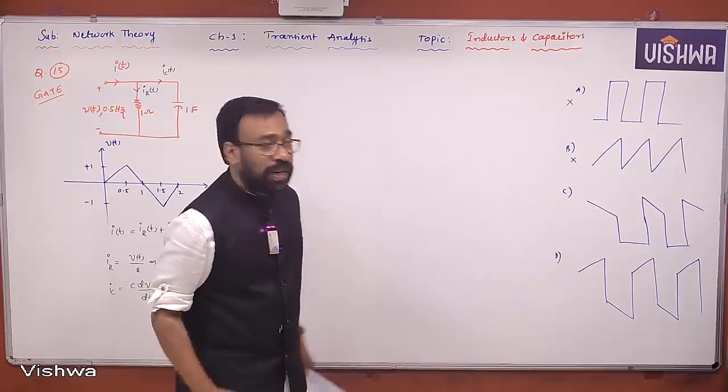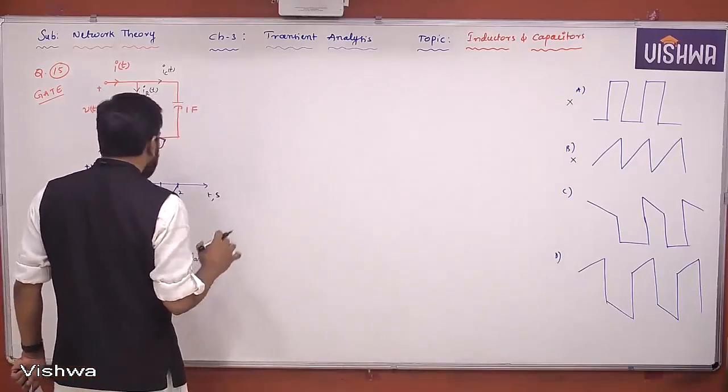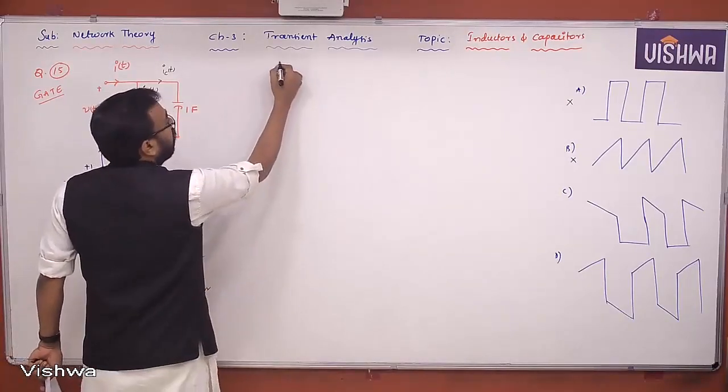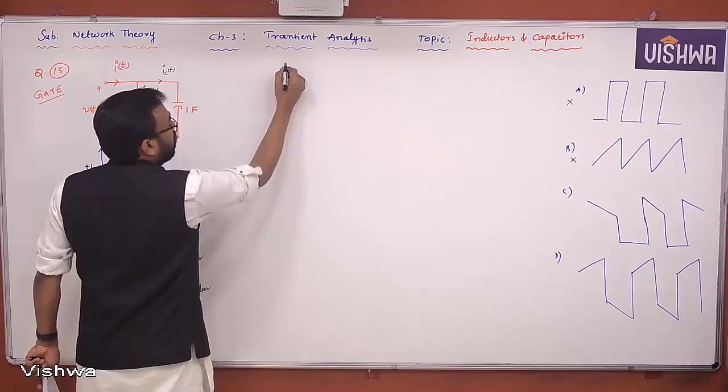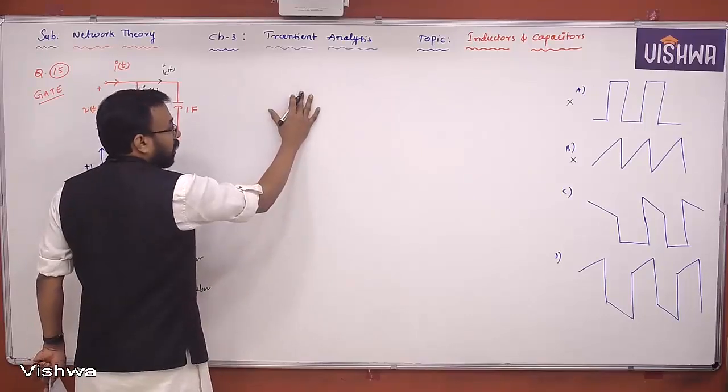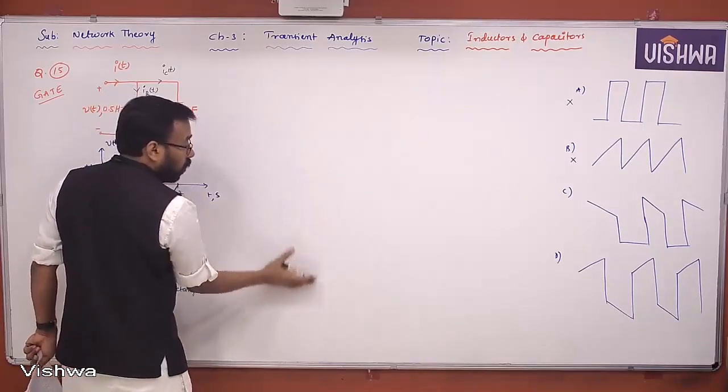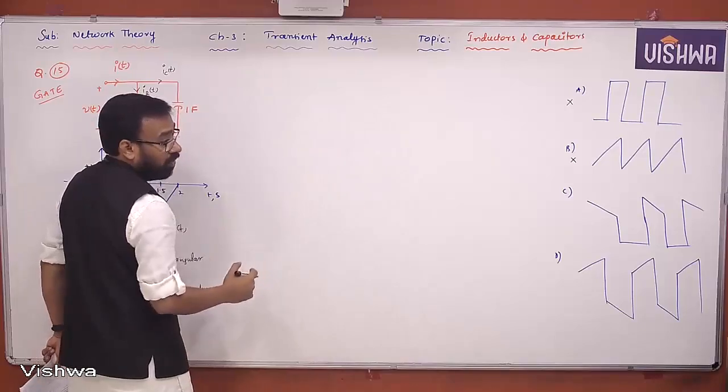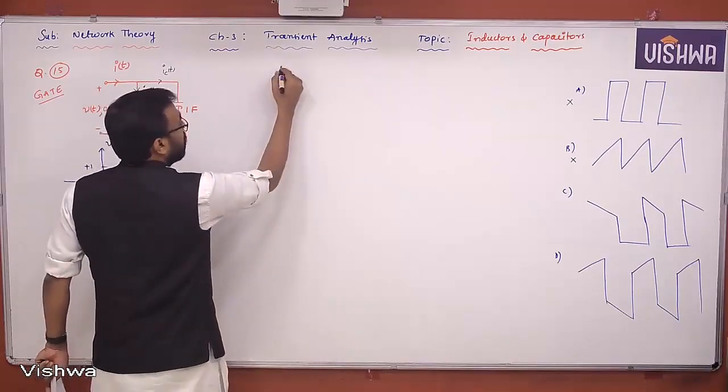Understand all of you? Okay, so for that what we try to do is first draw the current flowing through the resistor, then draw the current flowing through the capacitor, then superimpose them, and then we understand easily what kind of waveform we are getting. Okay, so let us see first.